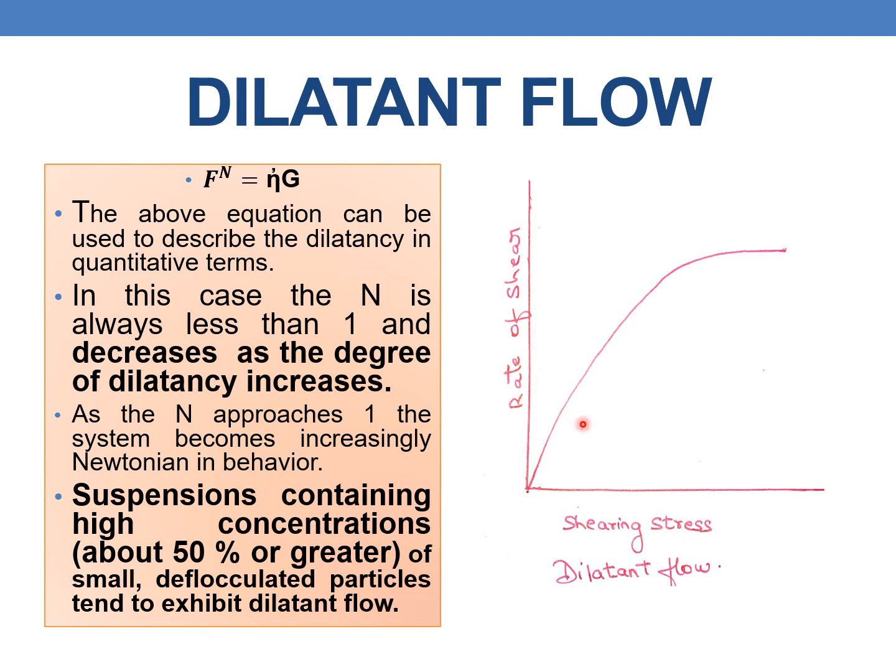So here is the rheogram of dilatant flow, rate of shear versus shearing stress. Examples of substances exhibiting dilatant flow are suspensions which contain a high concentration, about 50% or greater, of small deflocculated particles. Such suspensions tend to exhibit dilatant flow.